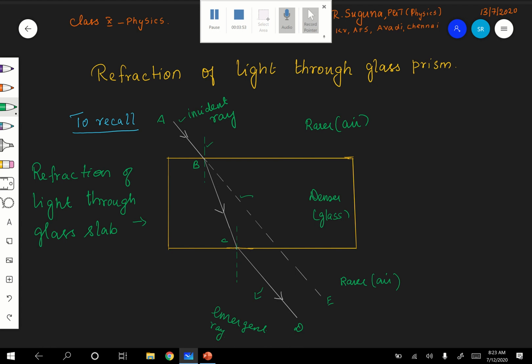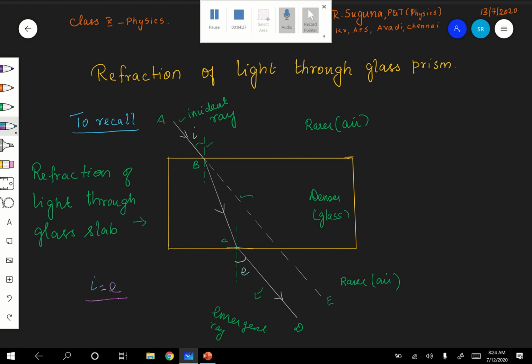This angle is the angle of incidence, and this is the angle of emergence, and you know that i is equal to e. This is what you have learnt already, refraction of light through a glass slab. Here the incident and the emergent rays are parallel. The emergent ray comes out in a direction parallel to the path of the incident ray.